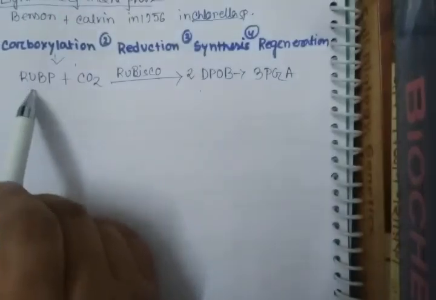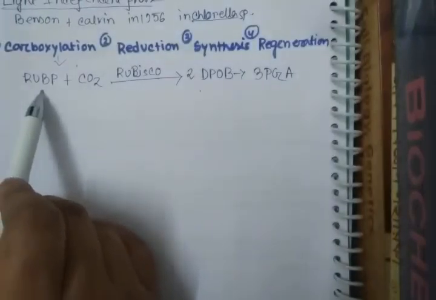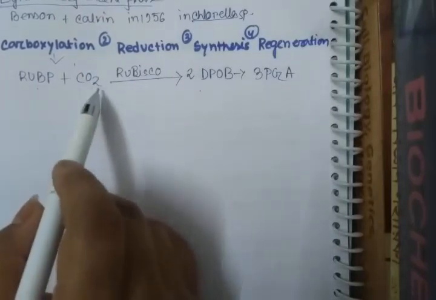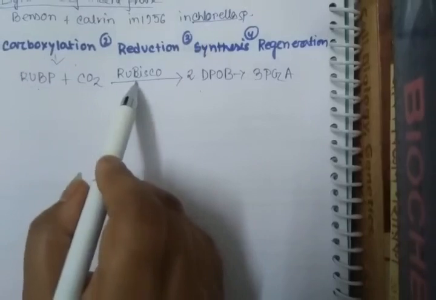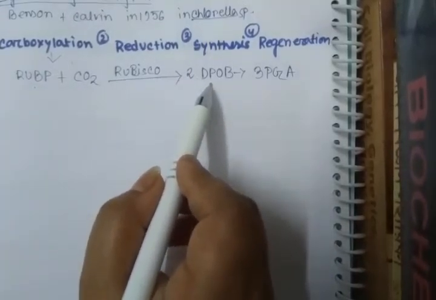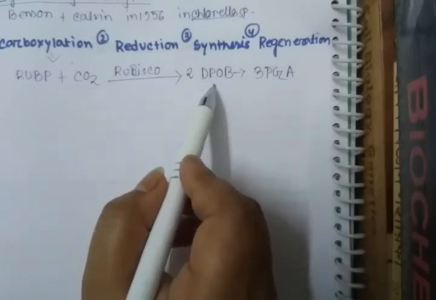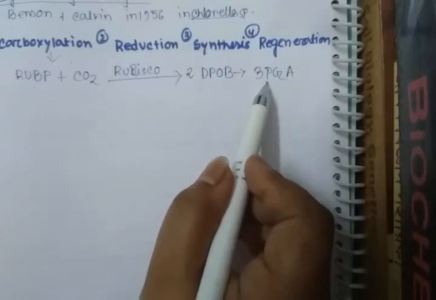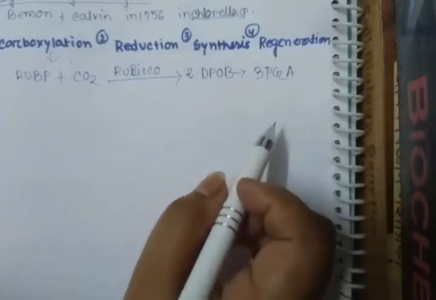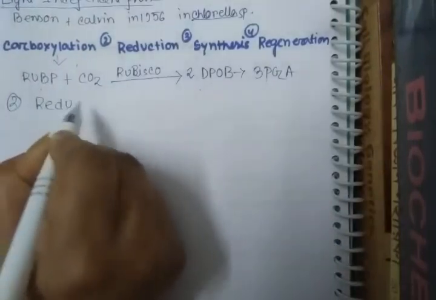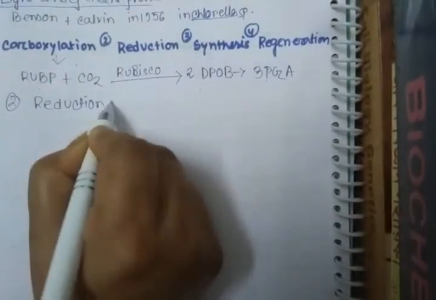So in the first step of carboxylation, the RuBP, which is present in the cell, attaches with the CO2, and with the help of the enzyme Rubisco, it will form 2-carboxy 3-keto-arabinitol 1,5-bisphosphate, which is unstable, and it will dissociate into 3-PGA, that is 3-phosphoglyceric acid. And the next step is the reduction phase.